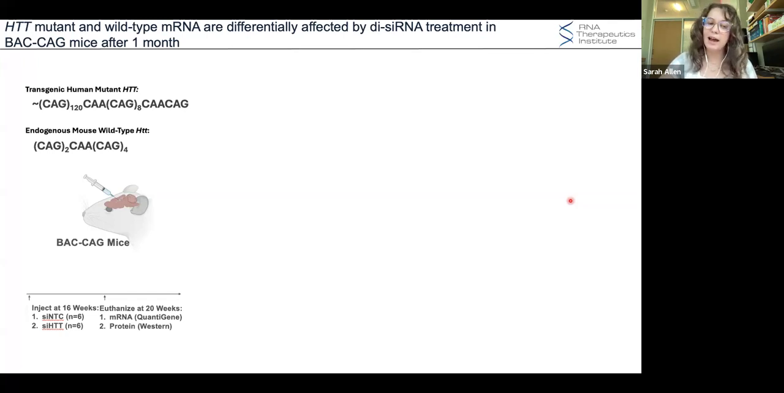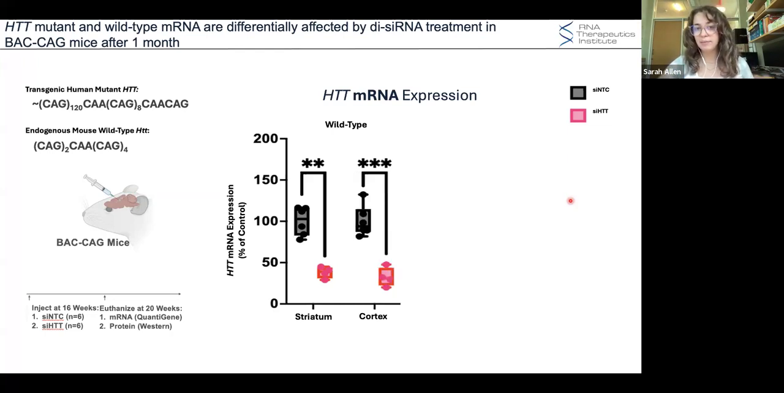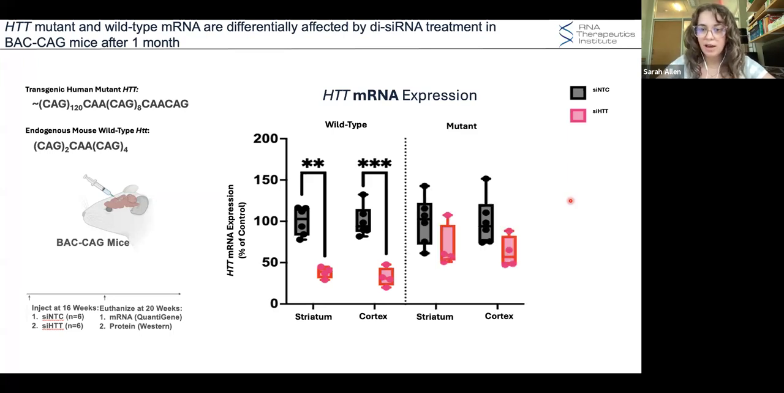If we look at the mRNA knockdown following injection, we see that wild-type Huntingtin in the striatum is significantly silenced, around 60 to 70%. In the cortex, we see very similar levels, silencing around 70% at the mRNA level. But when we look at the mutant human Huntingtin, we see no significant silencing in the striatum or the cortex.